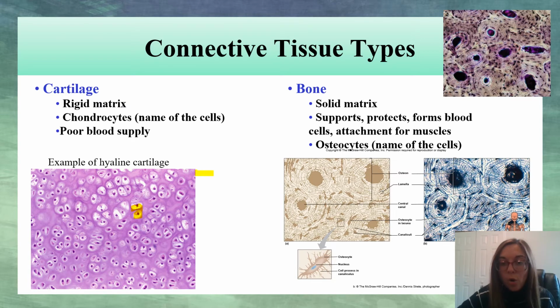Okay, next up is bone. Of course, bone has a very solid matrix because it supports and protects our body. Inside the bone actually is where the blood cells are formed. And bone, of course, is attachment for the muscles. And then the cells found within bone are called osteocytes. Osteocytes, you can see it is labeled here, but these pictures aren't zoomed in quite close enough to really get a good look at them. But here we have an example of an osteocyte.